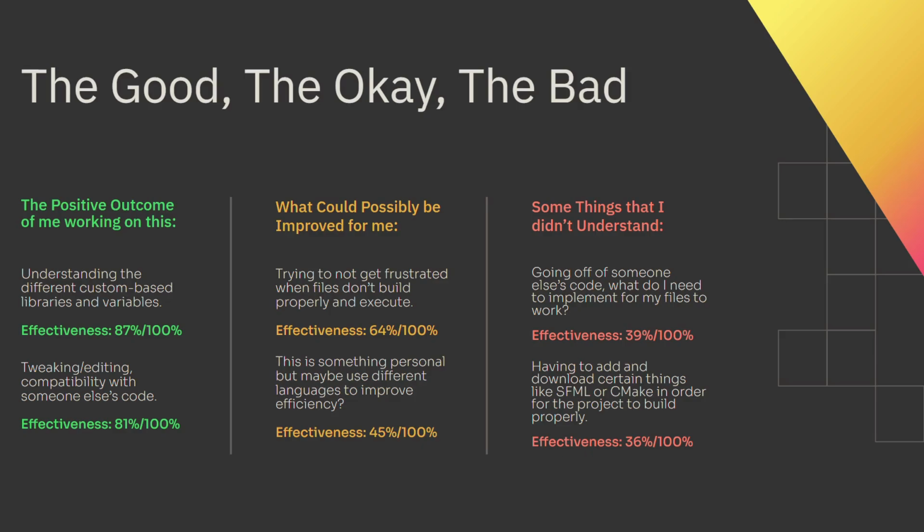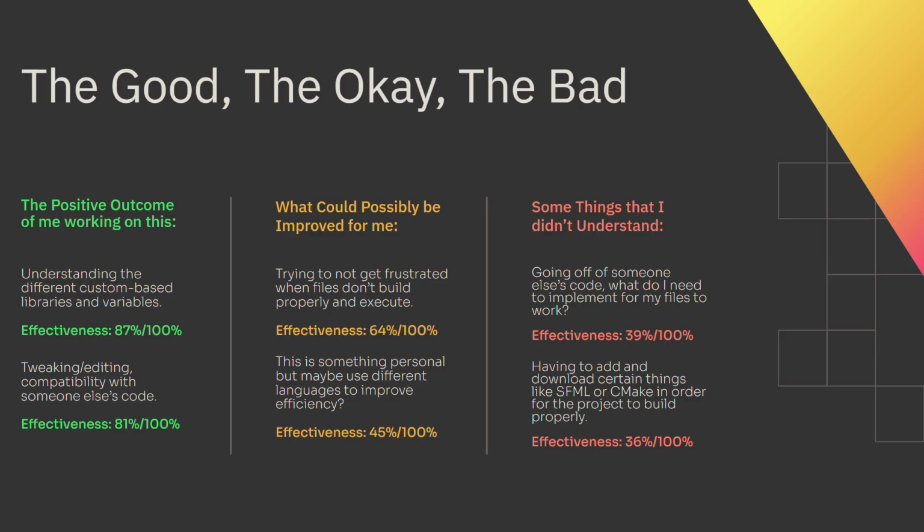All right, so the good, the bad, and the okay. It's a process of the green, the orange or yellow, and then the tangy red, I want to say. So I had two pretty strong positive outcomes. One is understanding the custom-based libraries and variables, inputting them, seeing what they do, and how they're set up. In the beginning of the code you have your custom libraries, and within each region you'll have the variables that are defined by the libraries, making sure that everything is nice and manageable.